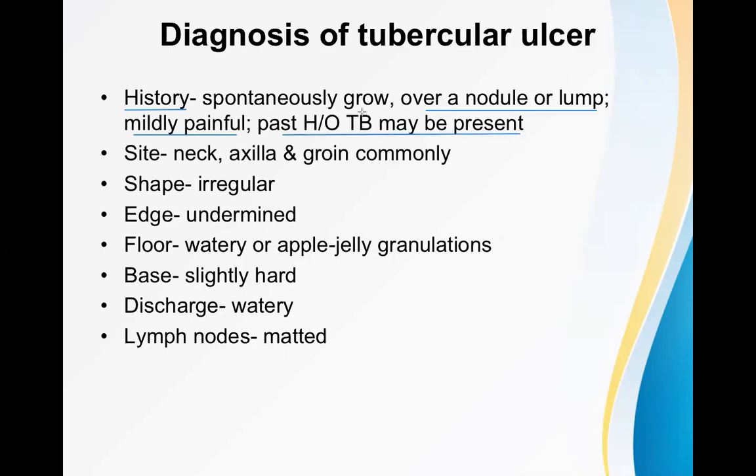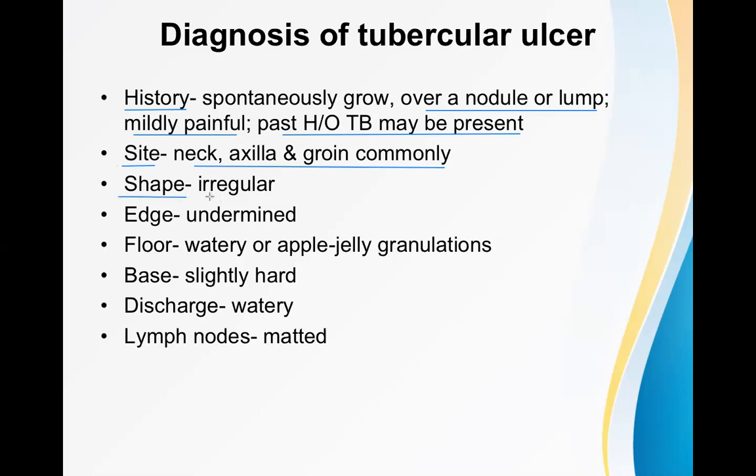This TB is a pulmonary tuberculosis, okay? But right now, probably that TB has gone out of the lung and the patient has developed lymph node tuberculosis and then tubercular ulcer. Regarding the site, neck, axilla, and groin are the most common one. Among them, neck is the commonest site.